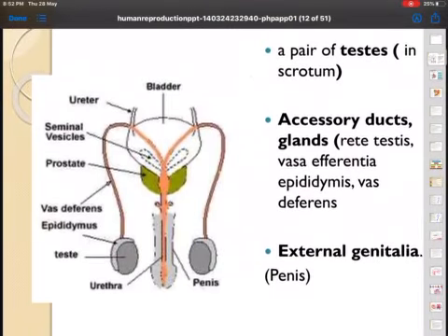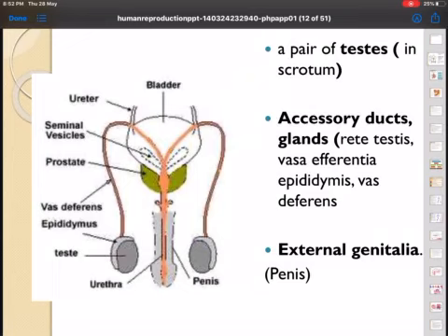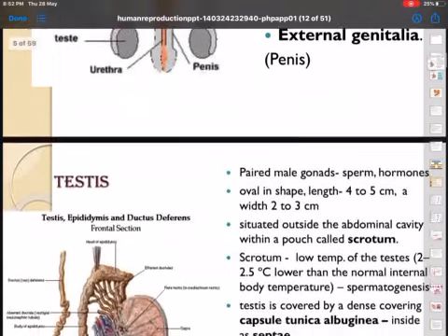And now a pair of testes, of course, as we discussed, is the gonads, and you can see they are situated on the side. And the accessory ducts, rete testis, look at that: rete testis, vasa efferentia, epididymis just covering the testis, and vas deferens, a tube-like structure that is going all the way from testis to the external genitalia penis in the form of urethra. And the external genitalia is the muscular penis.